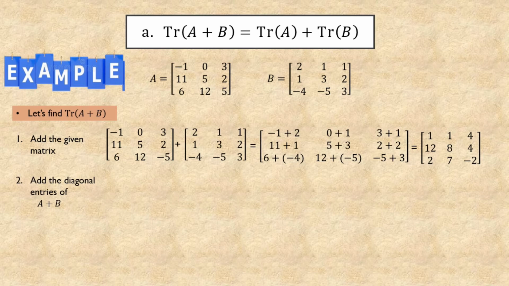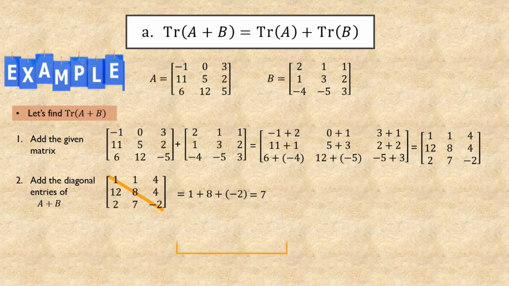Let's add the diagonal entries of A plus B. So the matrix A plus B is equal to 1, 1, 4, 12, 8, 4, 2, 7, negative 2. Then the diagonal entries are 1, 8, negative 2, which is equal to 1 plus 8 plus negative 2, which is equal to 7. So the trace of A plus B is equal to 7.